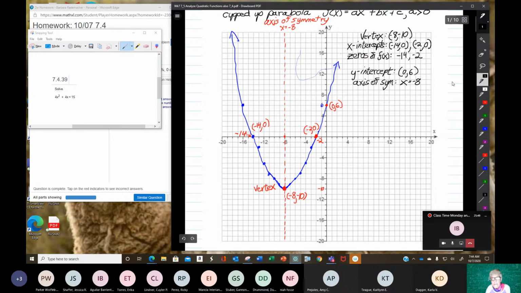Okay, these are the very important parts of a quadratic function. Is it cupped up or cupped down? What is the vertex? What is the axis of symmetry? There will always be one for a quadratic function. What are the x-intercepts? There won't always be x-intercepts, but there will always be a y-intercept. And again, we're talking about functions. We're not talking about the sideways kinds of parabolas. They're not functions. We're just dealing with functions.